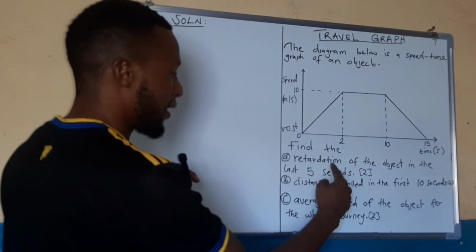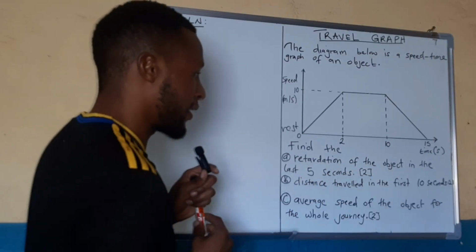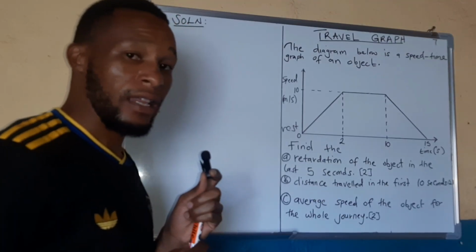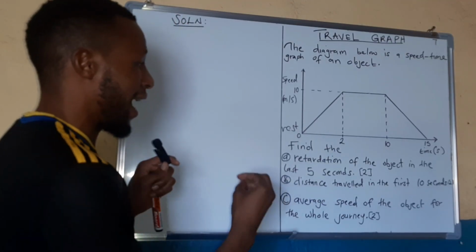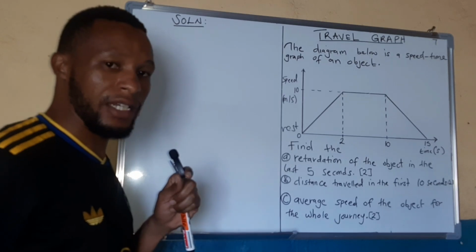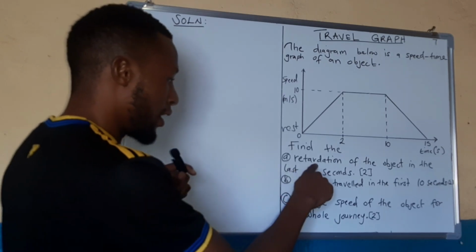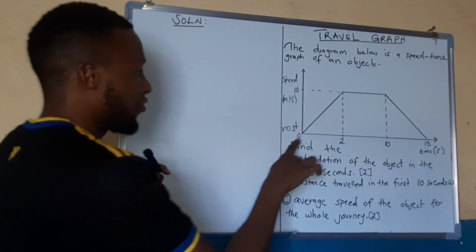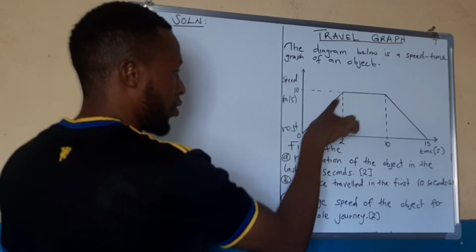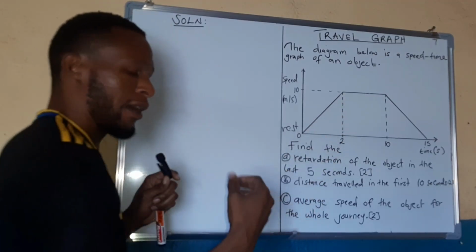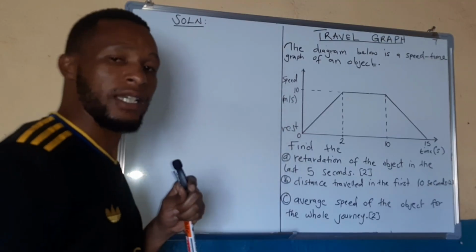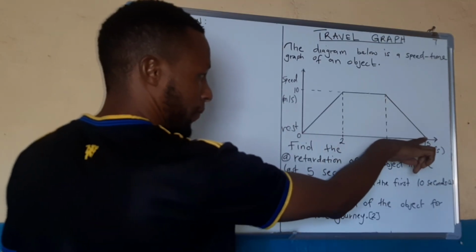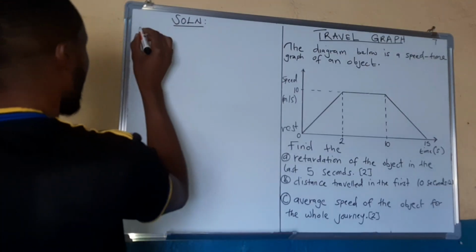Find the retardation of the object in the last 5 seconds. Let us differentiate between acceleration and retardation. Retardation is a negative acceleration. And you cannot find it on the first part because it is increasing in speed. Retardation simply means reducing in speed. So where can you find this? On the last part there. So let us find it.